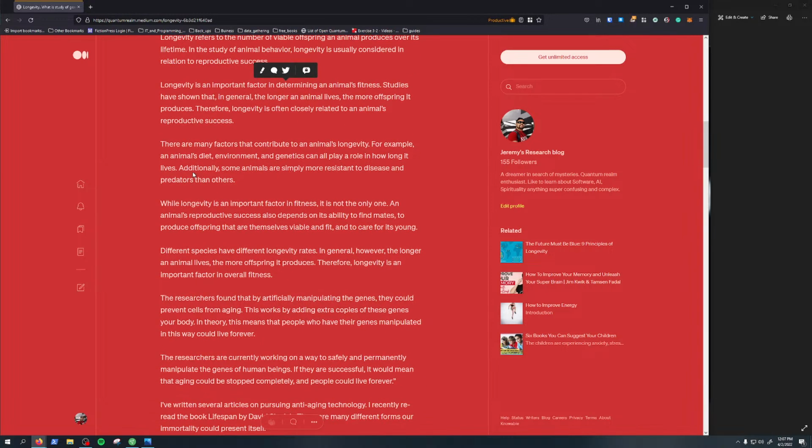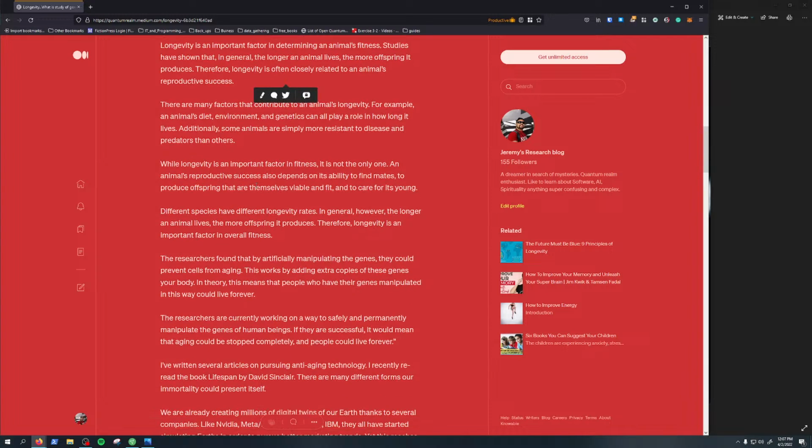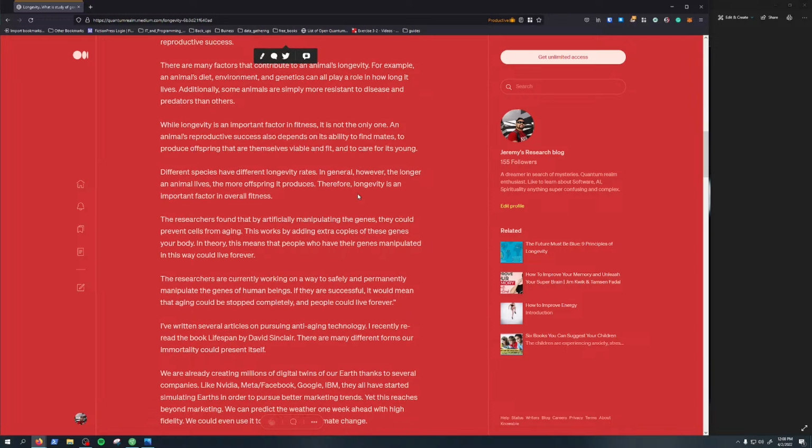Silly Jeremy. There are many factors that contribute to an animal's longevity. For example, an animal's diet, environment, and genetics can play a role in how long it lives. Additionally, some animals are simply more resistant to disease and predators than others. While longevity is an important factor in fitness, it is not the only one. An animal's reproductive success also depends on its ability to find mates, to produce offspring that are themselves viable and fit, and care for its young. Different species have different longevity rates.